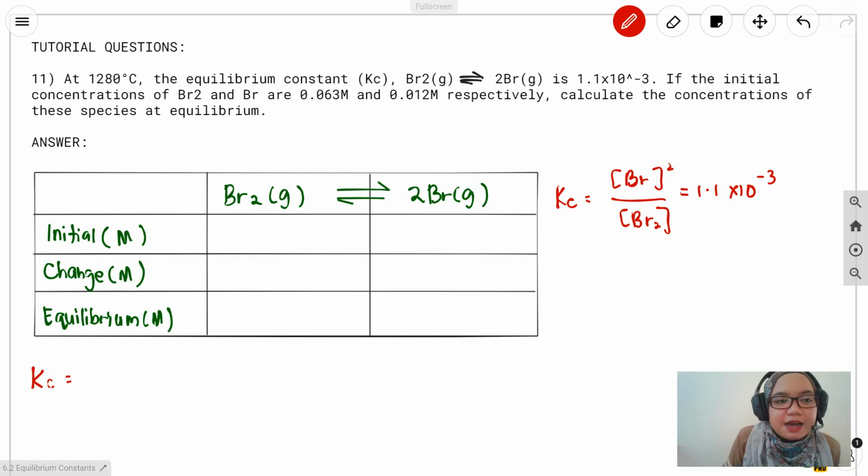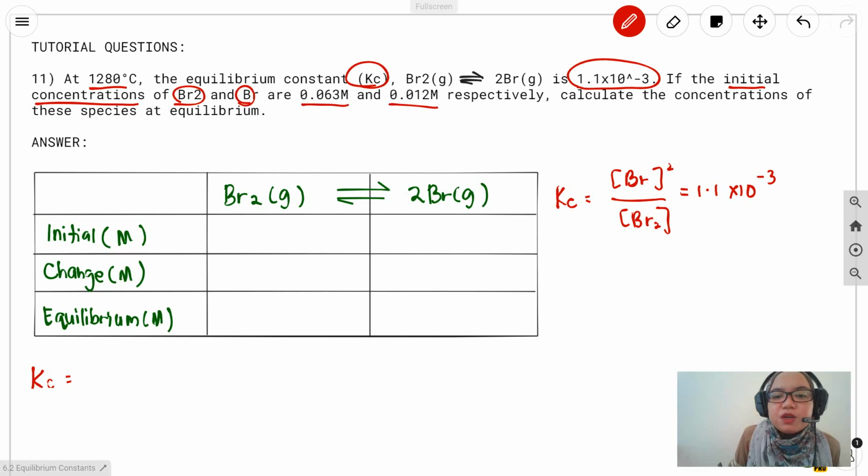Question 11, okay? At 1280 degrees Celsius, the equilibrium constant Kc of Br2 gas decomposing into 2 Br gas is 1.1 times 10 to the power of negative 3. If the initial concentrations of bromine gas Br2 and bromine atoms Br are 0.063 molar and 0.12 molar respectively, calculate the concentration of these species at equilibrium.